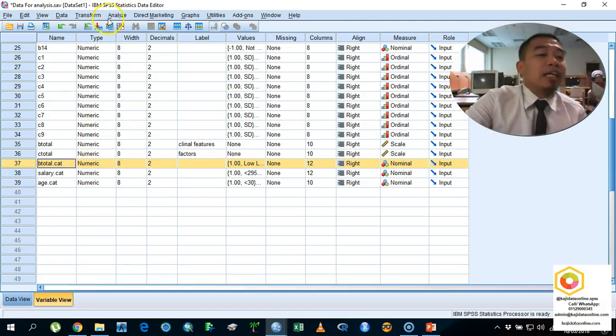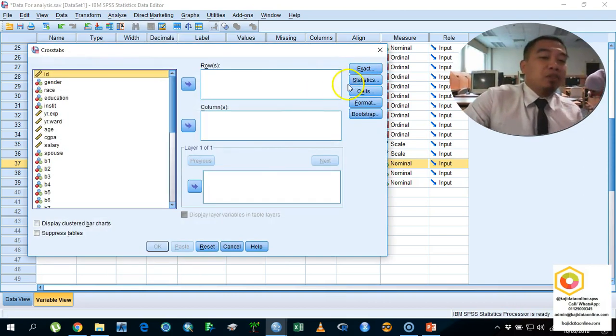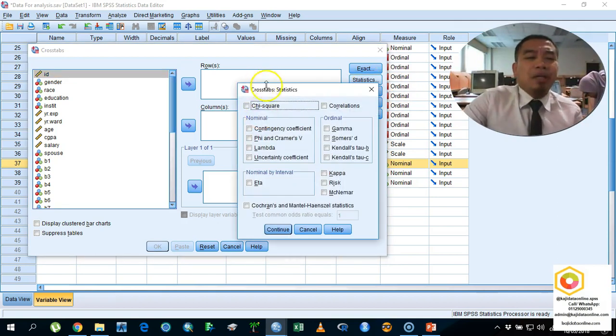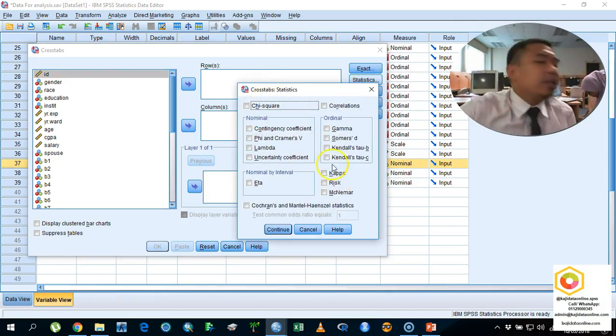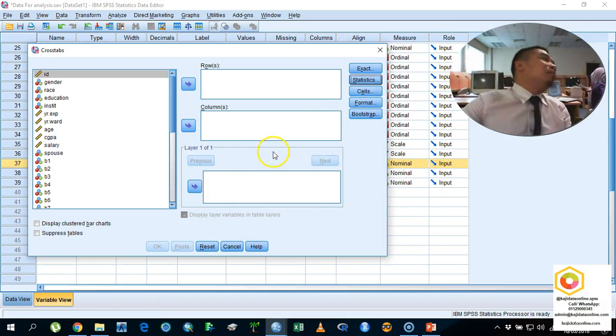But we must know that the idea is that this is a crosstab. Because if you say that the crosstab is only for chi-square, it's not fair. The crosstab can also be used for many other things. You can calculate the risk, the kappa statistic, Kendall's tau-b, phi and Cramer's V, and correlation. All of these can also utilize the crosstab.